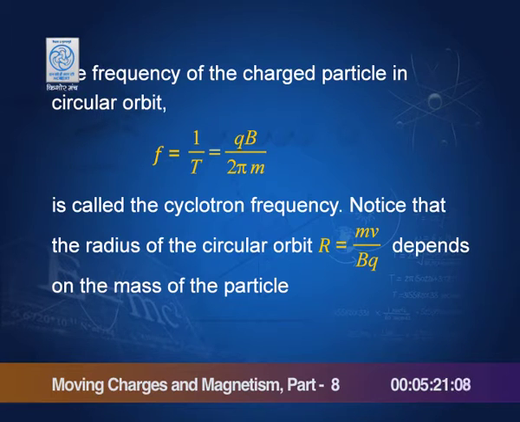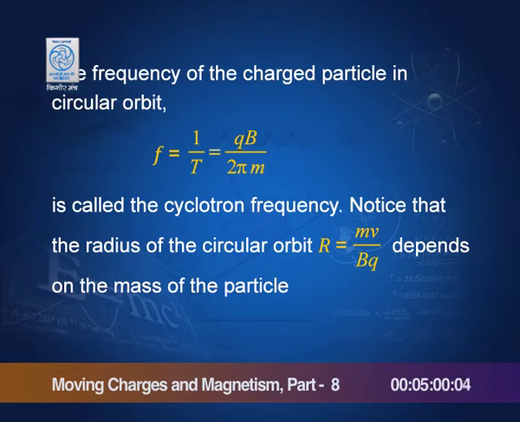So, notice that the radius of the circular orbit r is m v by B q. It depends on the mass of the particle. So, if I know v, B and q, I can get the mass of the particle. So, by keeping v constant, q constant, and varying B, I can separate particles of different masses. This is the principle of the mass filter or the mass spectrograph.